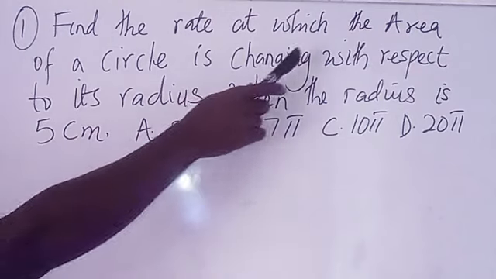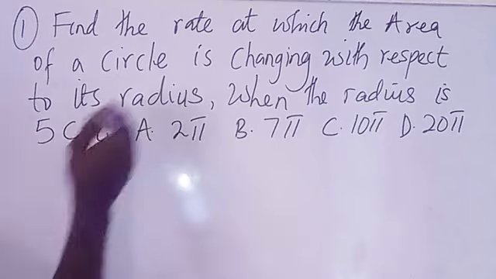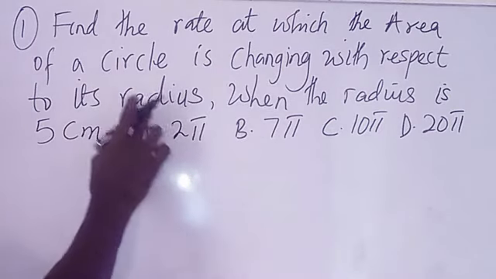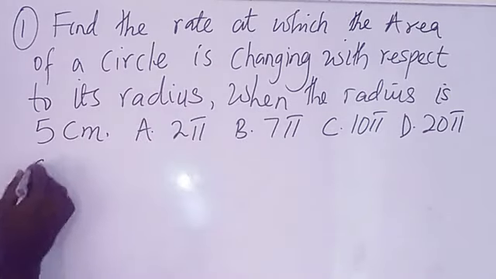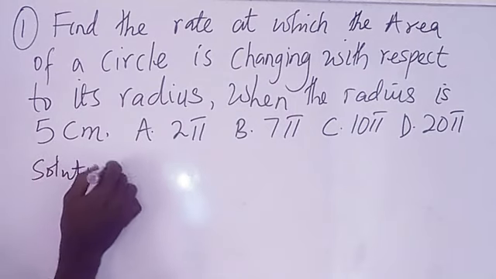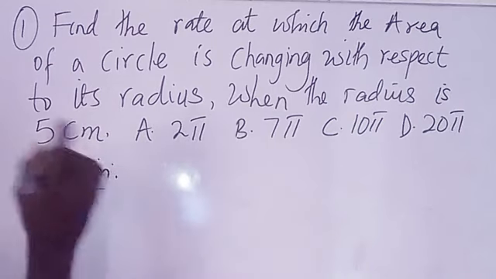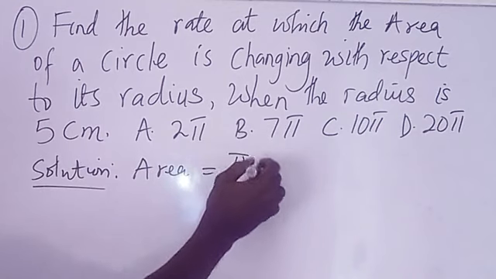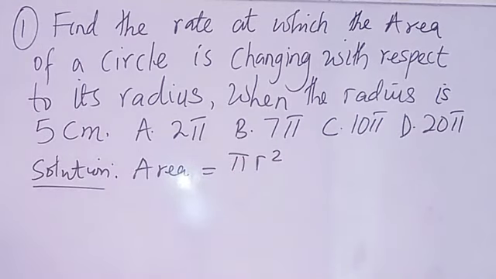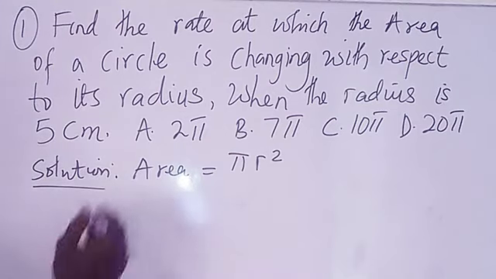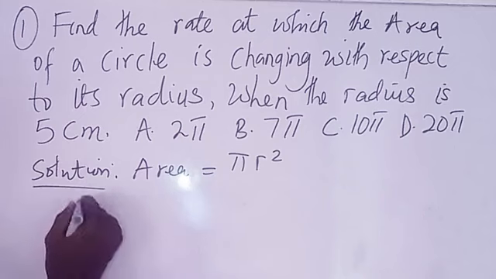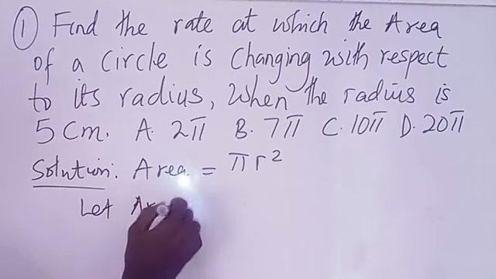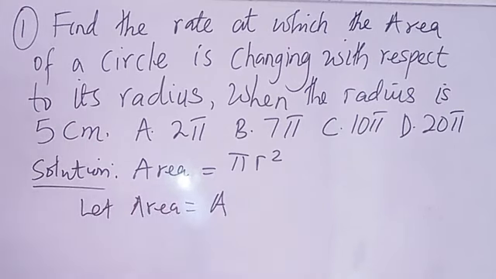Find the rate at which the area of a circle is changing. So the main mention is the area of a circle. You should recall that the area of a circle is pi r squared. Now you have to remember that. Let the area be A.